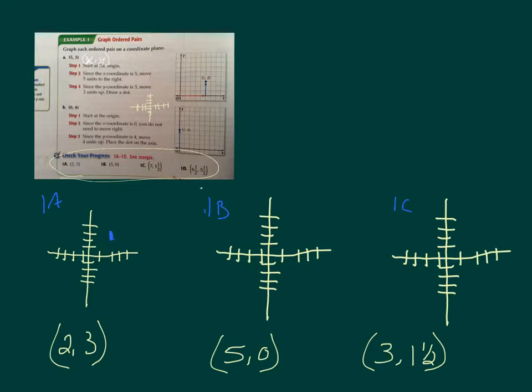Moving over here to 1B, we have our x and our y. So our x is over 5: 1, 2, 3, 4. Make a little mark here for 5. And our y is 0. So once again, we are right here just on our x coordinate. 1C, we move to the right 3: 1, 2, 3, move up 1.5. It's going to be roughly right in there, somewhere in there. Hopefully your diagrams look somewhat like that.